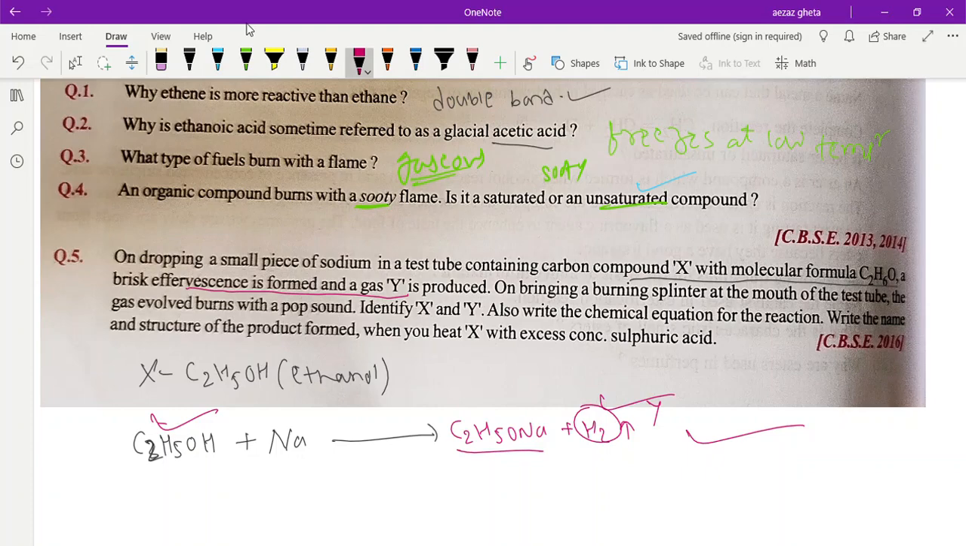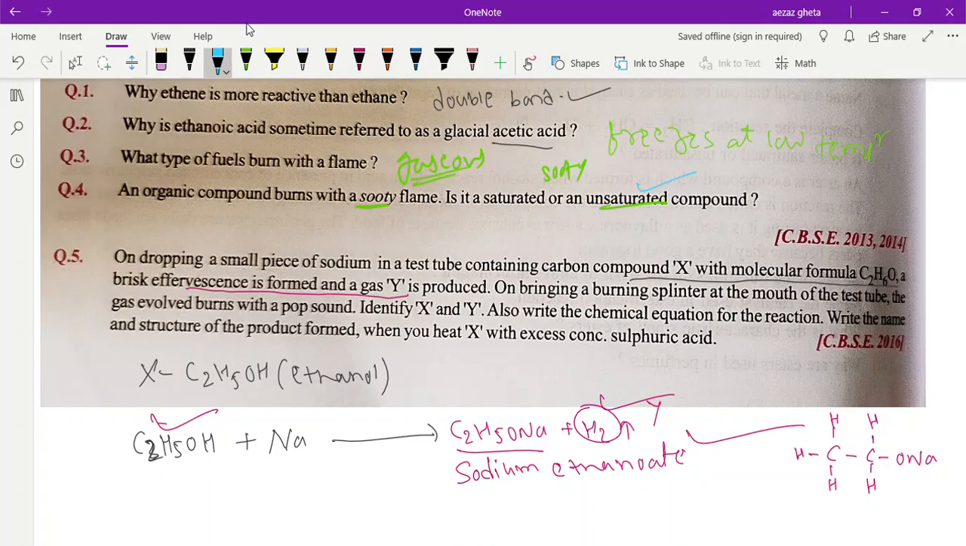See, this is the name, that is called sodium ethanoate. Sodium ethanoate. Okay, right. And the hydrogen gas. Structure, this is the structure: CH3CH2ONa, right? A clear structure. And they are asking one more question in that.